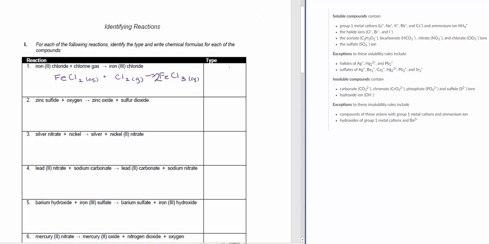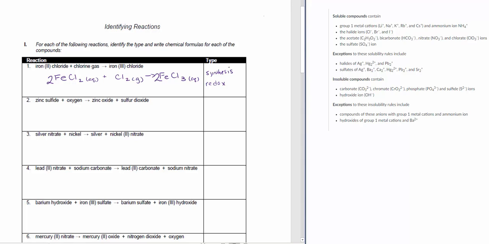If I put a 2 here so that we have 6 chlorine, then I would like a 2 here in front of the iron 2 chloride. Now this is called a synthesis reaction. This is also a redox reaction because we do have the oxidation states changing.